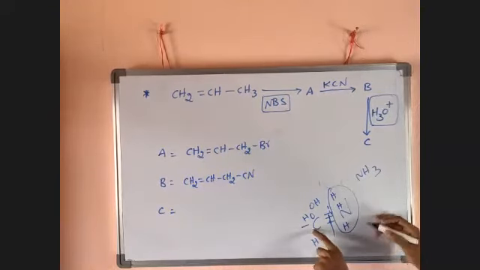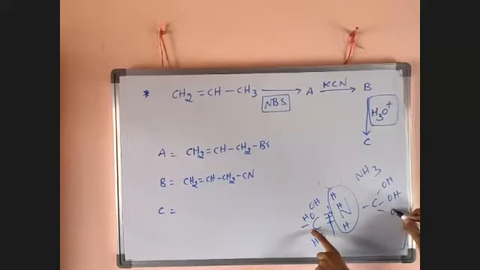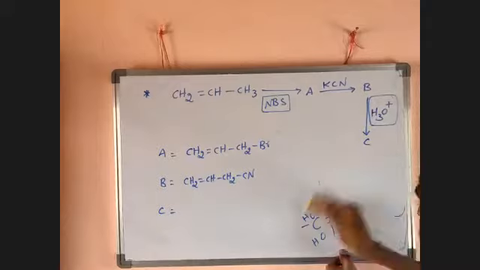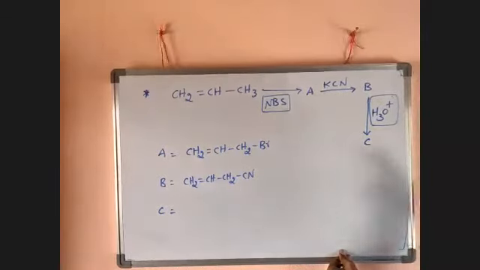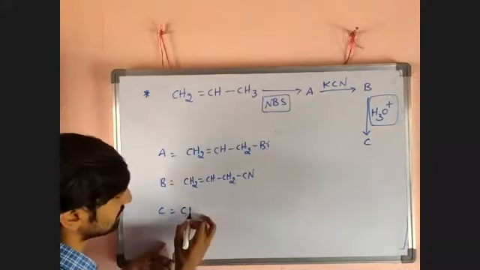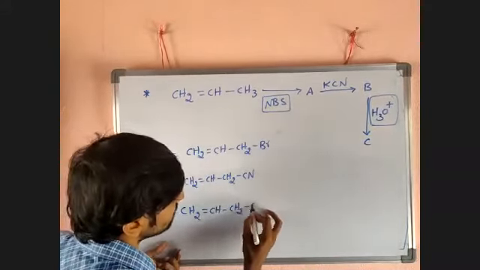NH3, and the remaining carbon is having OH, OH, OH. Three OHs on one carbon are unstable, so immediately it loses water again, H2O. Then remaining is COOH. That's enough. Hydrolysis of CN will leave COOH just on acidic hydrolysis. So it will leave CH2 double bond CH bond CH2 COOH.